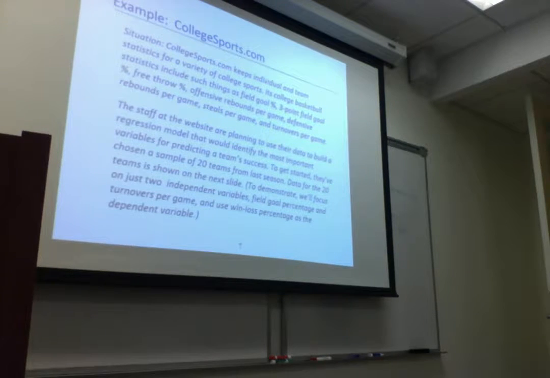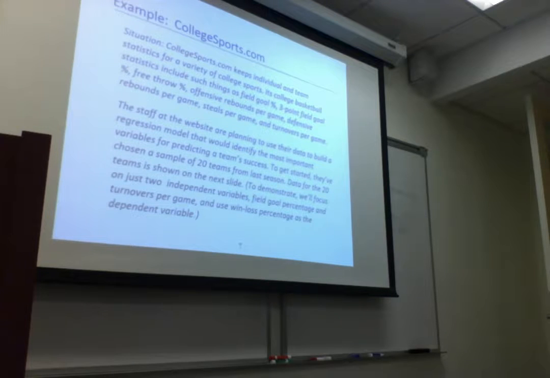And to demonstrate, we're going to focus on two of these variables. We're going to focus on win-loss percentage and steal and turnovers per game. No. We're going to focus on field goal percentage, like how accurately this team shoots field goals. Like if they shoot 60%, every time they shoot the basket, they make it 60% of the time. And then the other variable we're going to look at is turnovers per game. How many times they give the ball away to the other team.